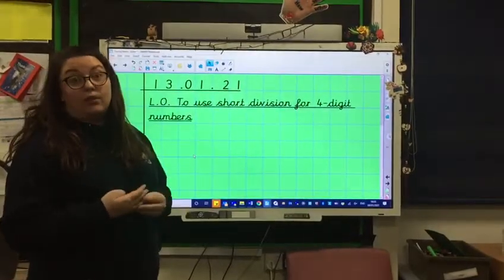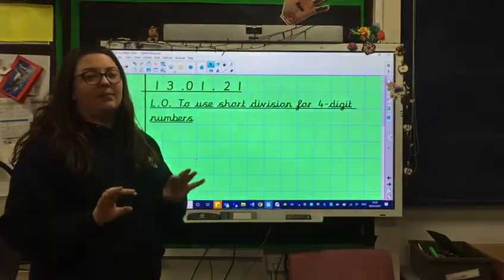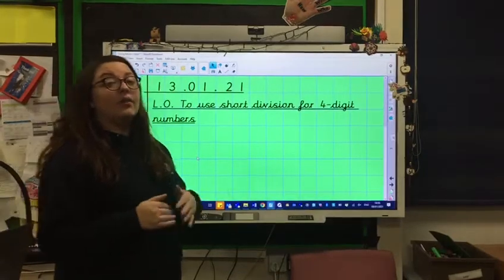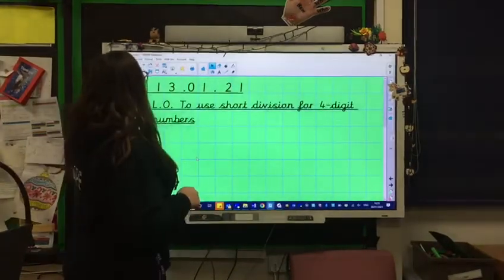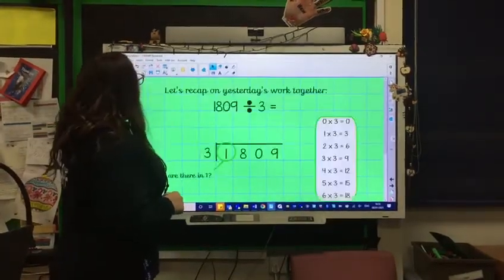Focusing on using 4-digit numbers. It's the exact same method as we did yesterday, it's just that you've got to do it an extra time. So let's recap on yesterday's learning.